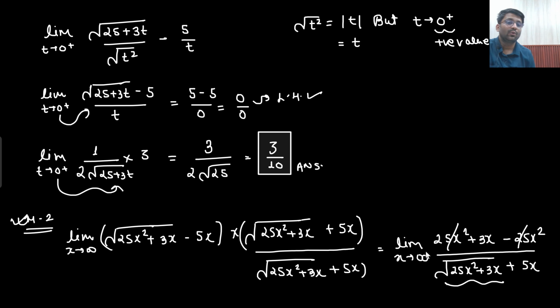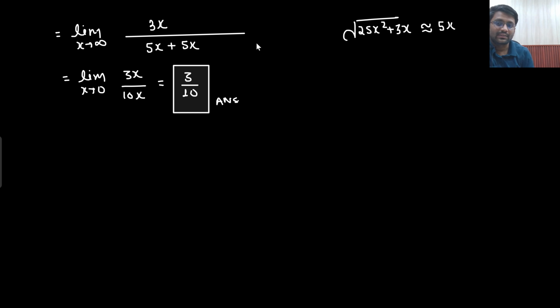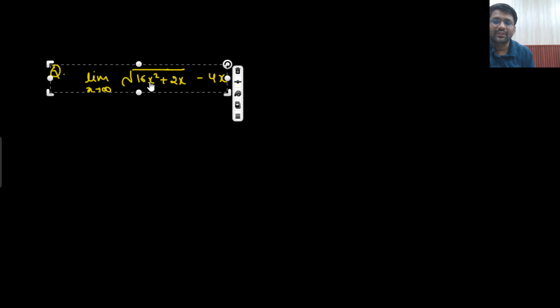What choices do I have? To approximate the values. Okay, so here I can approximate this value to 5x. 5x plus 5x will become 10x. So 10x and 3 by 10, I am getting the answer. Sometimes people get confused with the approximation. So if you get confused with the approximation, then you can simply do one thing, and that one thing would be replacing the x with 1 by t.